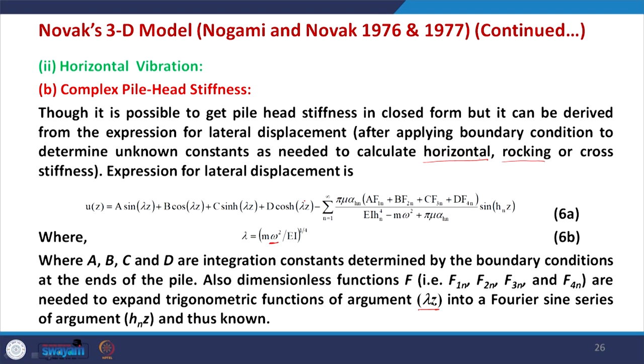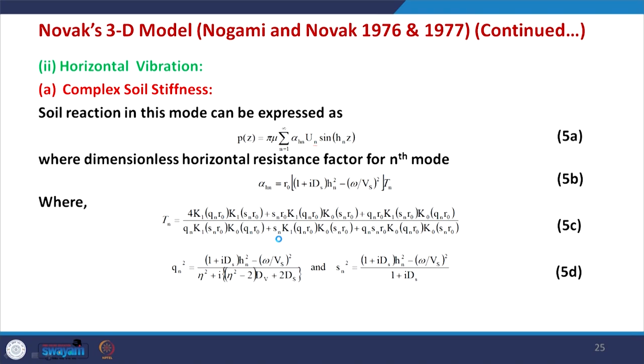So EI is coming here, the flexural rigidity of the pile. So the properties of the pile are going to come in naturally. One thing you need to understand, when you are dealing with complex soil stiffness, the first part, no property of the pile will come into the picture except its geometry. That means E is not required. That is, Young's modulus of the pile, or the material property of the pile.